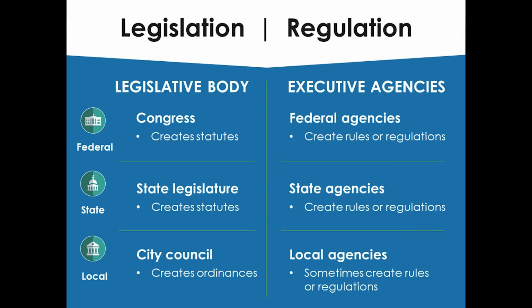On the left side of this chart, you can see that the terminology for adopted legislation differs depending on the level of government. At the federal or state level, legislation is known as a statute. At the local level, legislation adopted by a city council or a county board of supervisors is known as an ordinance. Typically, the terminology for laws created by administrative agencies does not vary depending on the level of government.